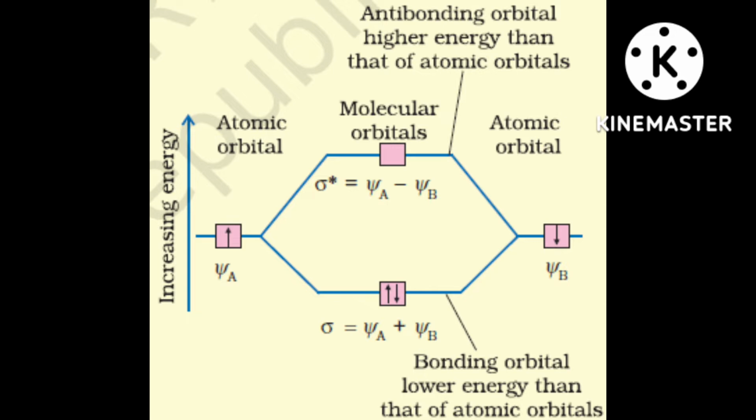Fourth point, the number of molecular orbitals formed is equal to the number of combining atomic orbitals. Both numbers are the same. When two atomic orbitals combine, two molecular orbitals are formed. This is important. One is known as the bonding molecular orbital, while the other is called the anti-bonding molecular orbital.